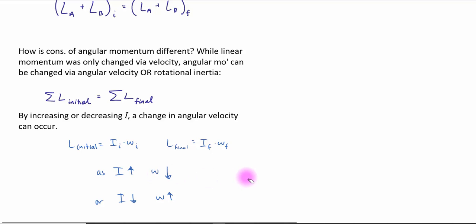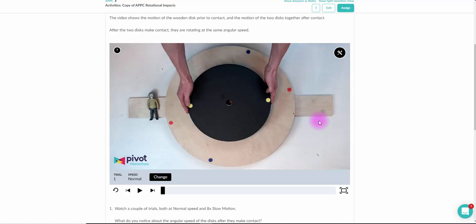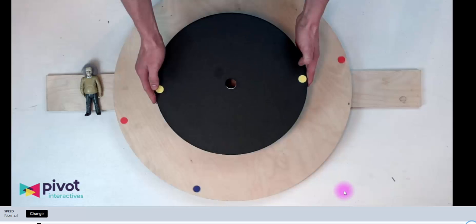Now, the second way that we can take a look at conservation of angular momentum is with collisions. We can have two things hit each other. So I've got a video over here from our favorite website, Pivot Interactives. Zoom in on this. I think we can see most of this video here. In this case, there is a wooden disc of large radius and then a black disc of smaller radius. They're almost the same mass though.